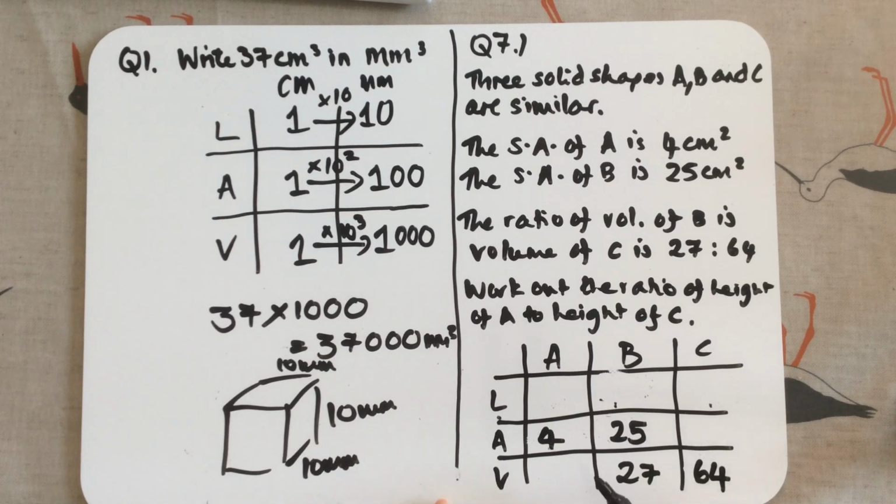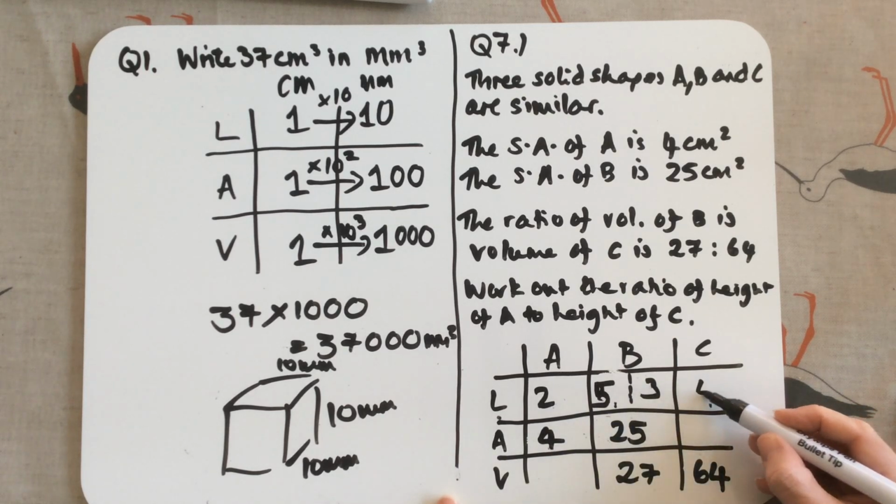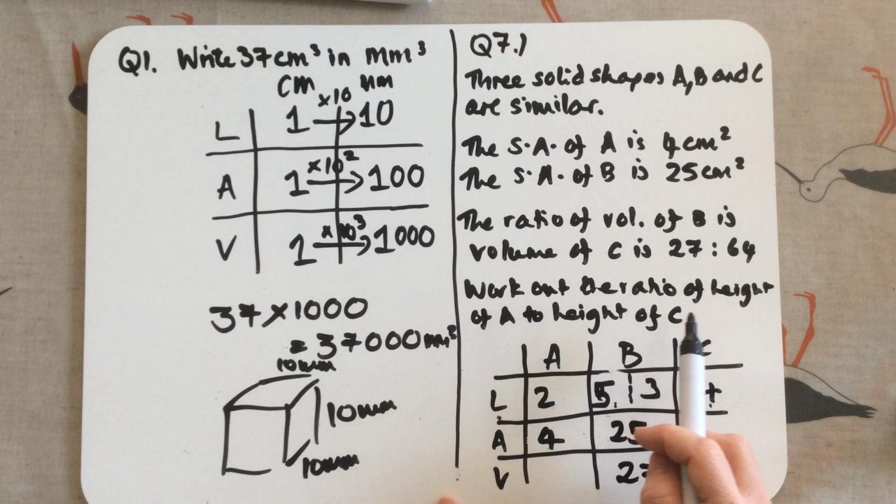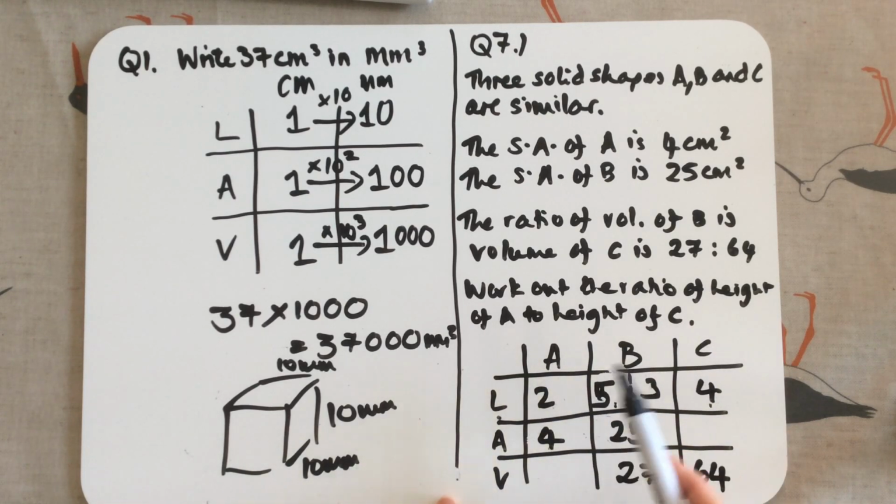And I know that if I want the ratio for the length, I need to square root these two to give me 2 to 5. For this one, I know that if I want the length, I'm going to need to cube root. So the cube root of 27 is 3, and the cube root of 64 is 4. And I've got to work out the ratio of the height of A to the height of C. And height is a length.